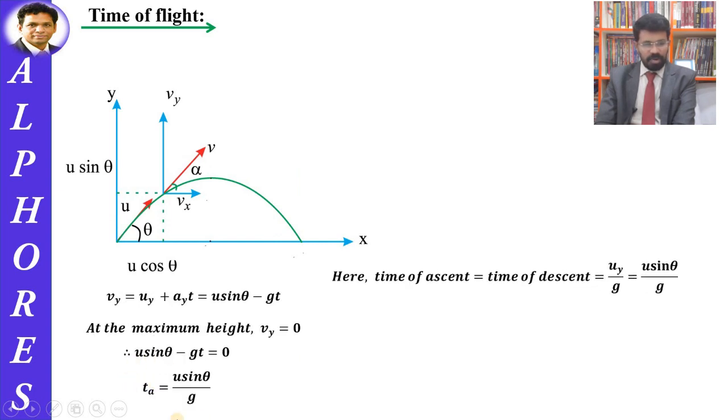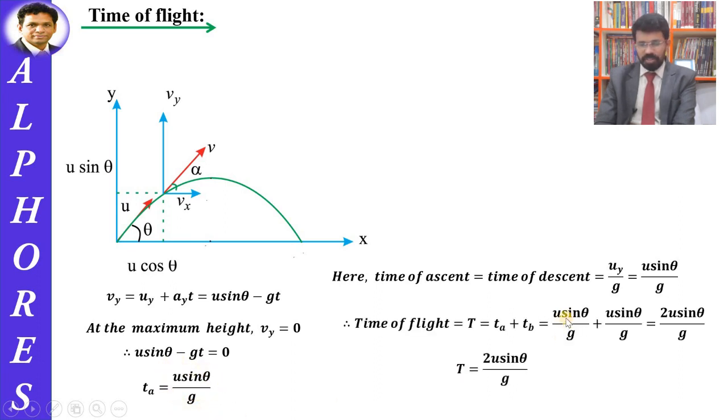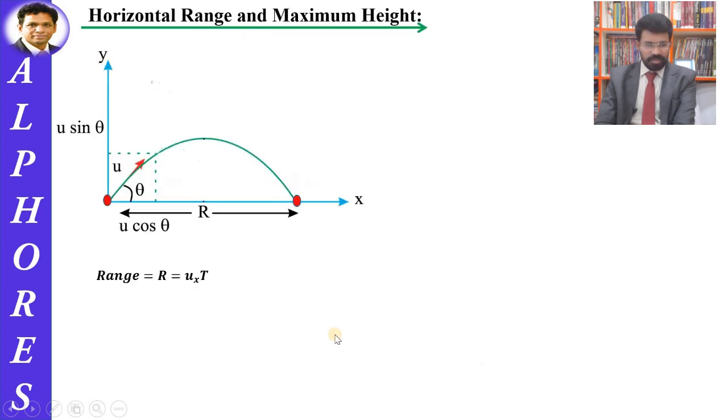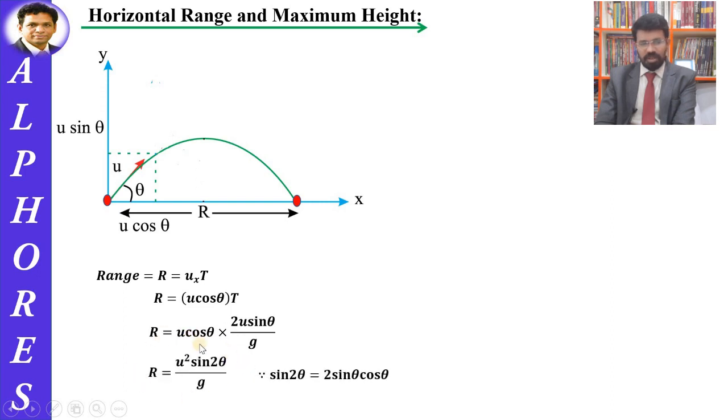Time of ascent and time of descent are both the same, equal to u sin theta by g. So time of flight is how much? 2u sin theta by g. Time taken by the body to complete this total parabolic path is 2u sin theta by g. And the horizontal range R is equal to u square sin 2 theta by g. This formula seems very simple, and based on it you can expect a few tricky problems. All that you should know is you have to understand this trajectory part completely.